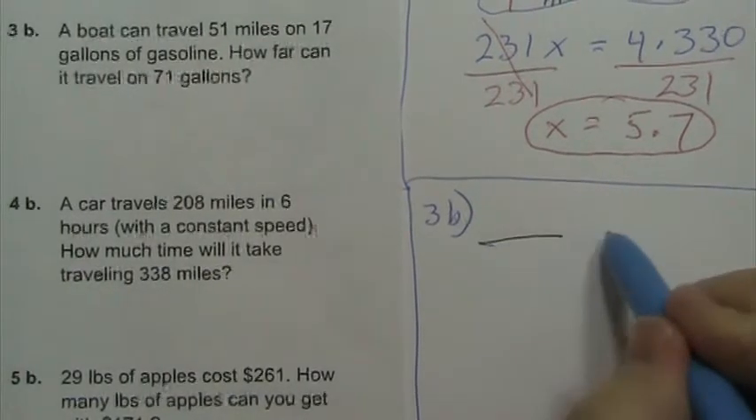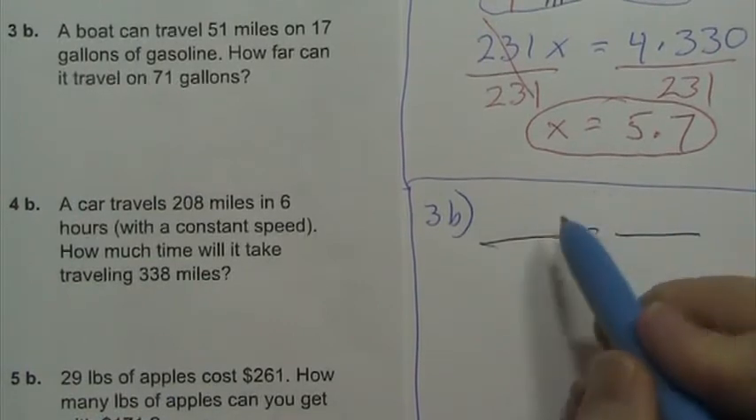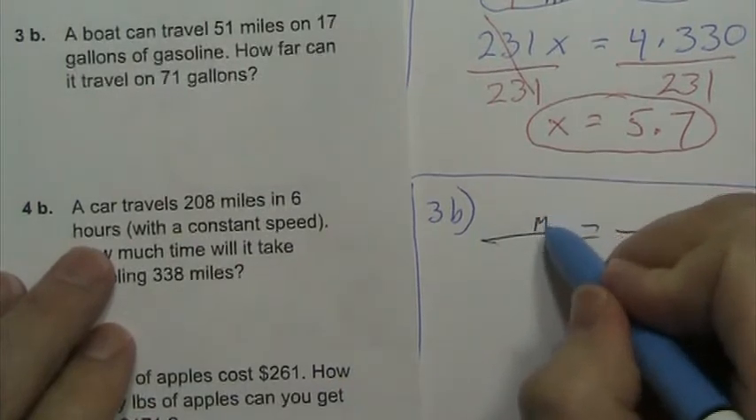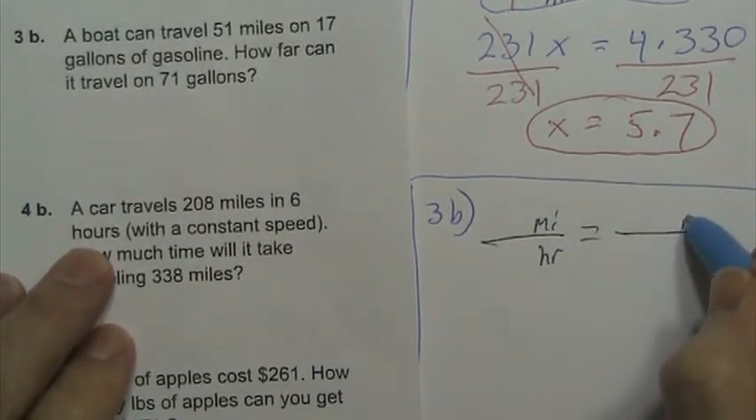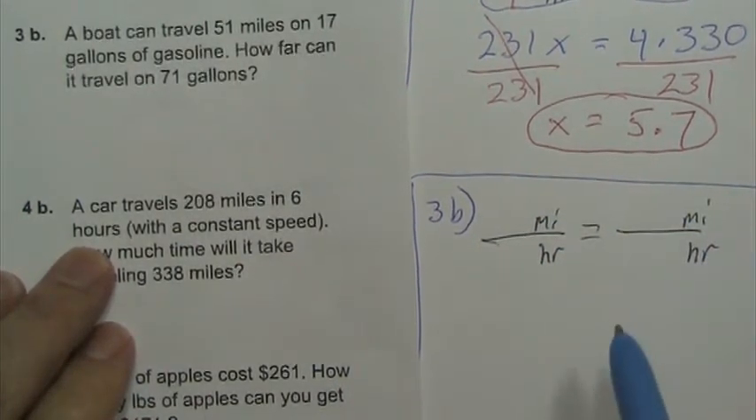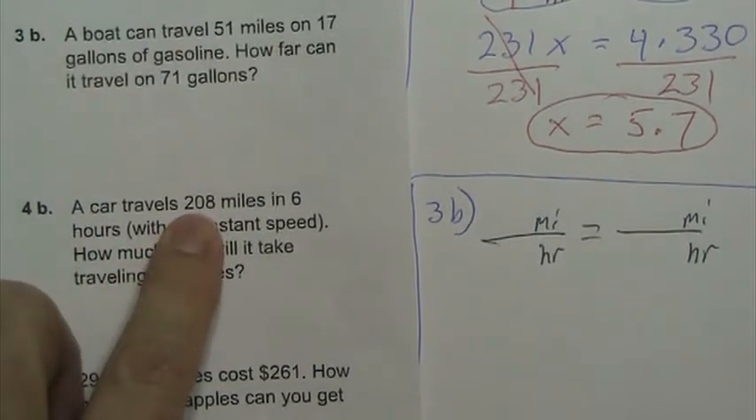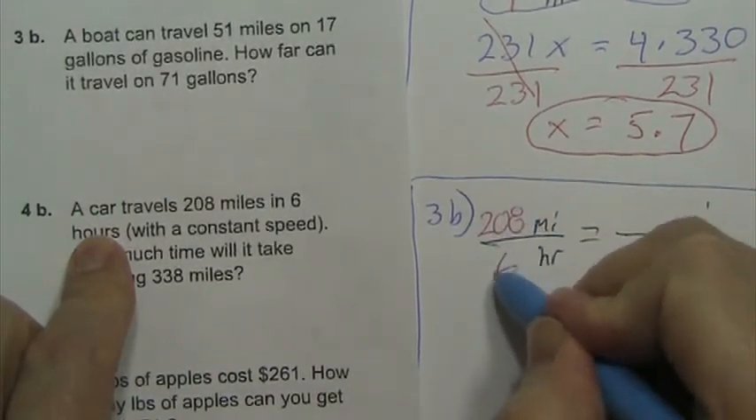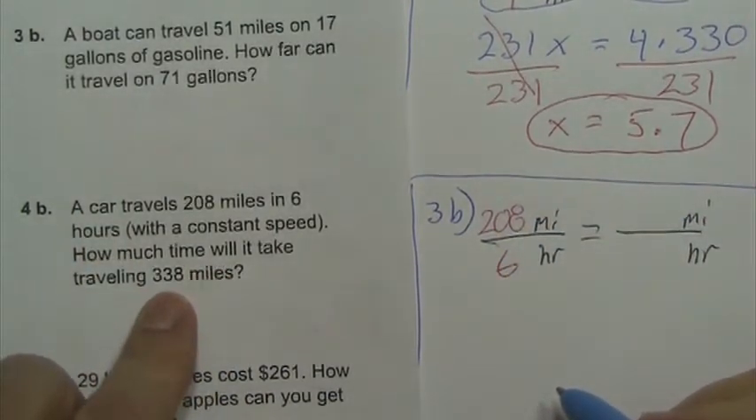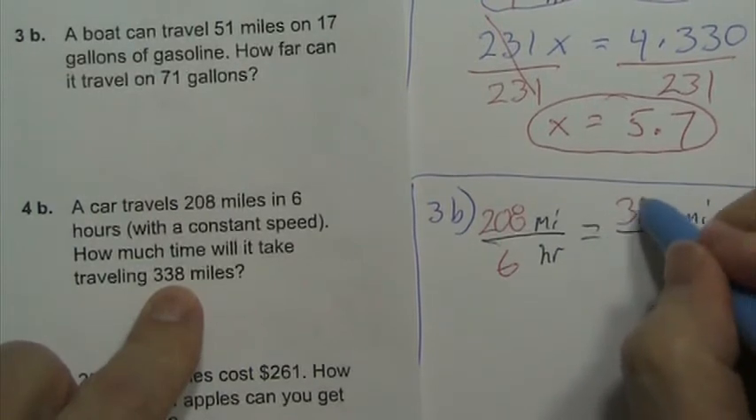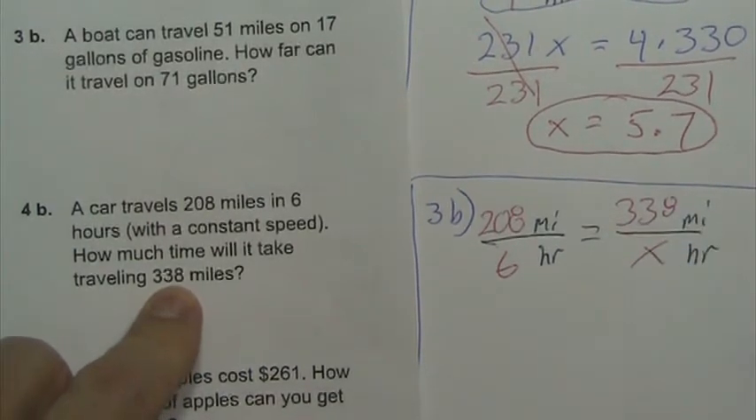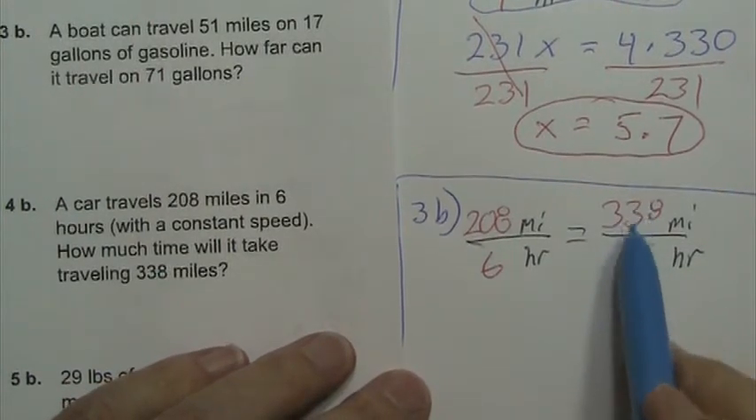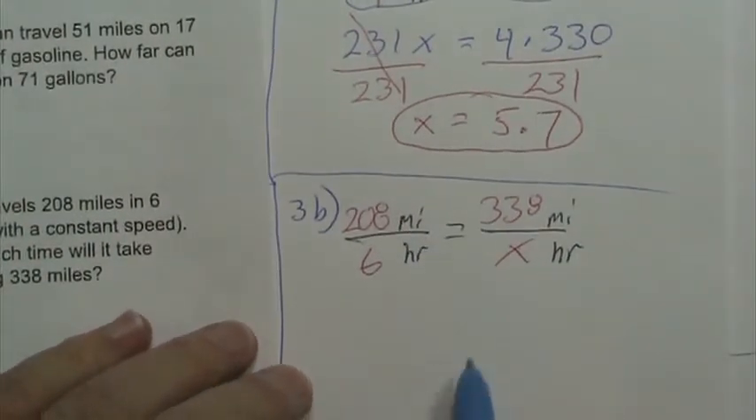Number 3B, set up the proportion, put your units in. I have miles and hours. Now we put the numbers in. We have 208 miles in 6 hours. And I also have 338 miles. How many hours? Again, remember, it's not always down here that we're looking for. Sometimes it's up here. It just depends on where you put the units.